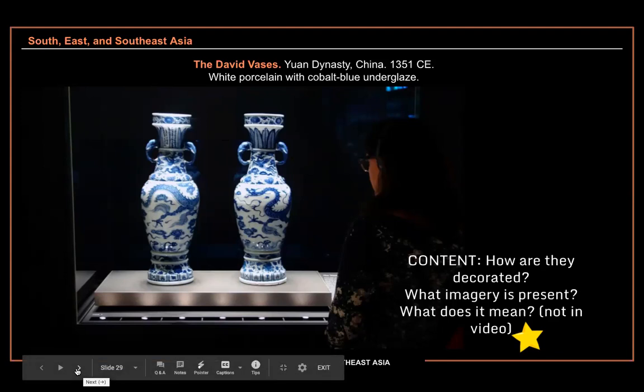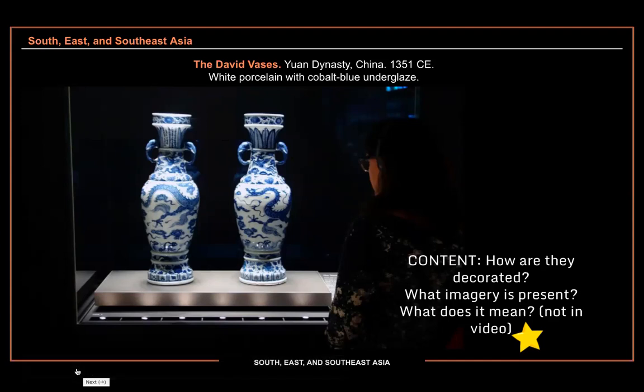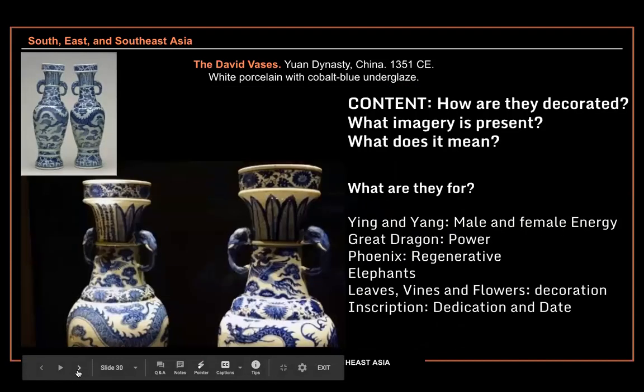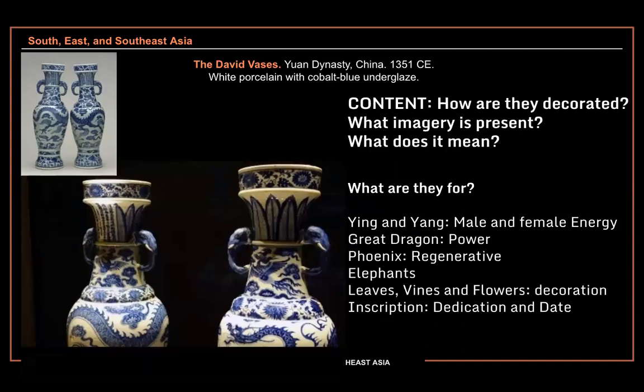Looks like a dragon. Right. The major image on the belly, so the widest part here, is a large dragon. And so we have the great dragon, which is a power image, right? Emphasizing our theme for today. We have characteristics of yin and yang. We have a phoenix. So there's a phoenix in the neck.